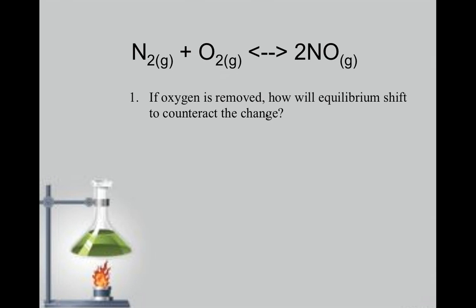Okay, so same reaction. Now, if oxygen is removed, how will equilibrium shift to counteract the change? So if we remove oxygen, if you're using your ruler or pen, it's getting lighter on the left-hand side. So it's going to need to shift to the left to make more of that.